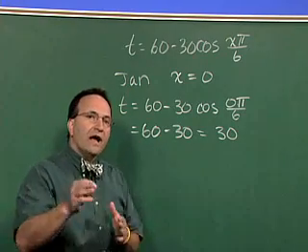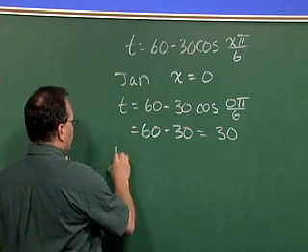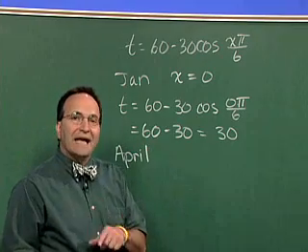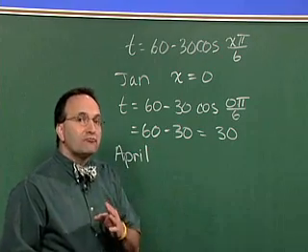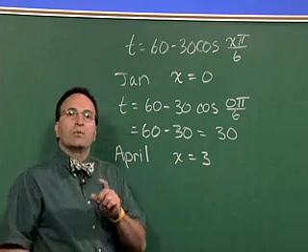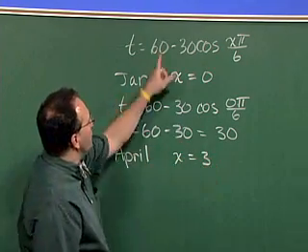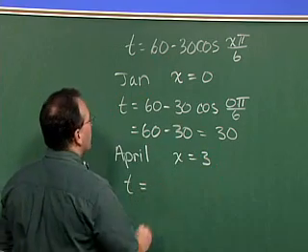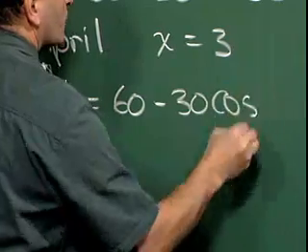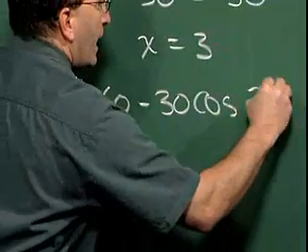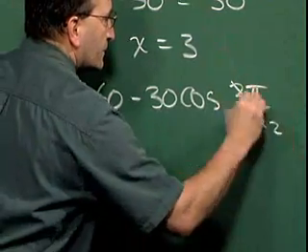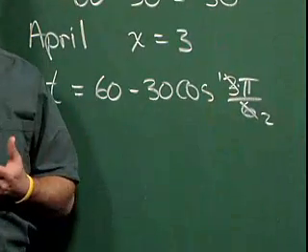Okay, the other half of the problem was April. Well, what does April refer to? April would in this case be x equaling 3. And so we plug in x equals 3 to the equation. So T equals 60 minus 30 times cosine 3 pi over 6, which of course reduces to pi over 2.